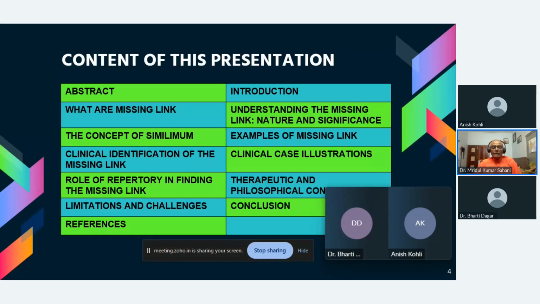The content of my topic is, I will be giving you the introduction, then I will be explaining what you mean by the missing link, then understanding the missing link and its nature and significance, then the concept of similimum, examples of missing links, clinical identification of the missing link, and clinical case illustration. My main emphasis will be on the case demonstration and the role of repertory in finding the missing links, and therapeutical and philosophical consideration, and the limitations and challenges, and then finally conclude.